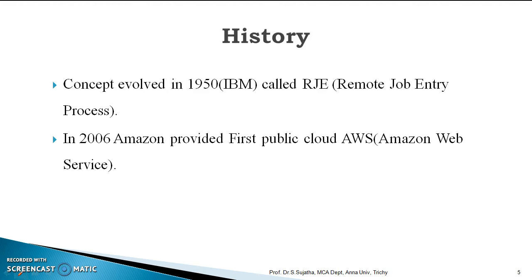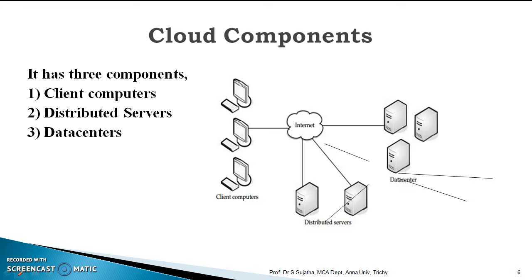History. Initially, the concept of cloud evolved in 1950 by the company IBM, called RJE, Remote Job Entry Process. In 2006, Amazon provided the first public cloud service, that is AWS, Amazon Web Services. Web services provide the initial concept of cloud computing, that is, all the services will be provided on the web.